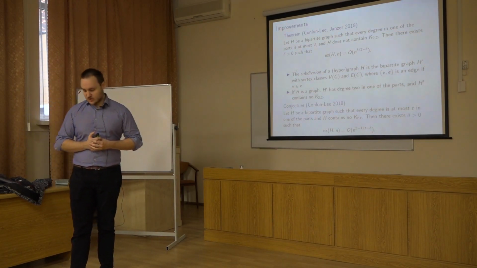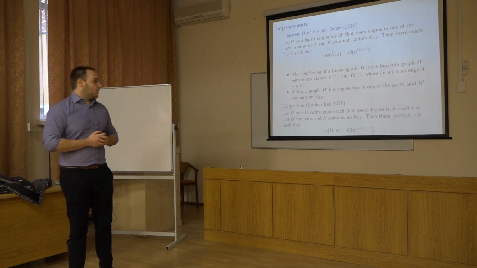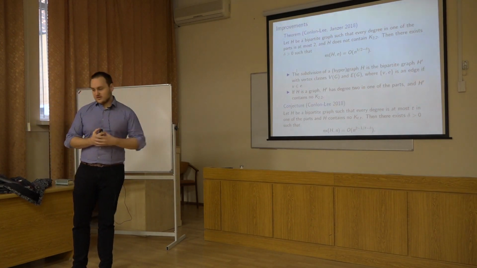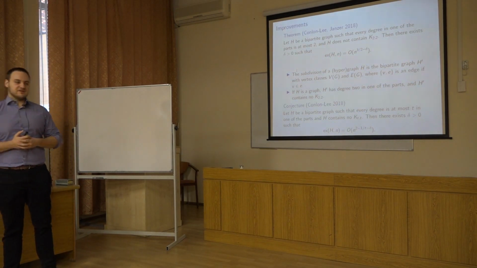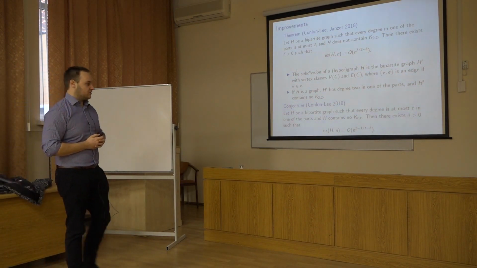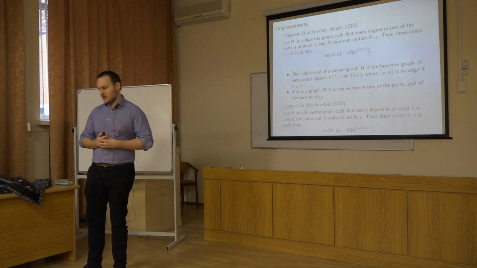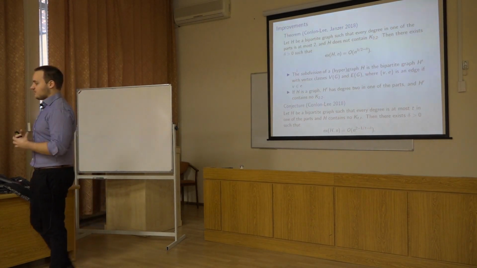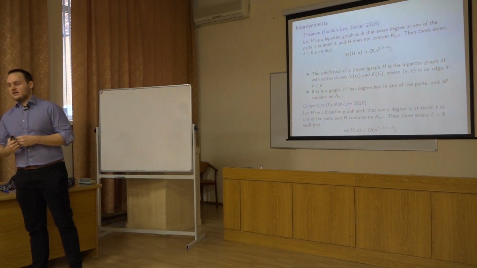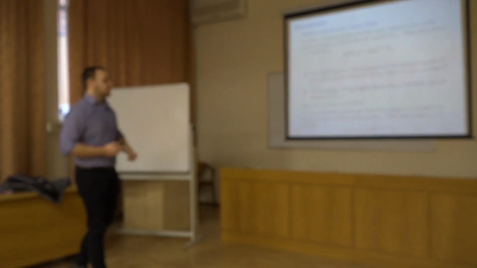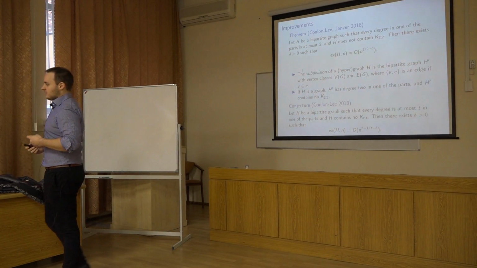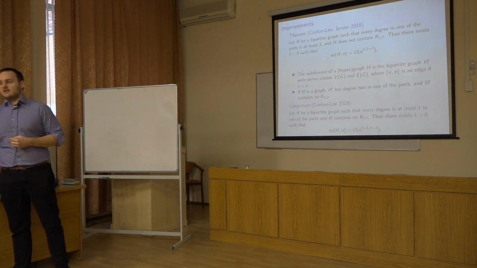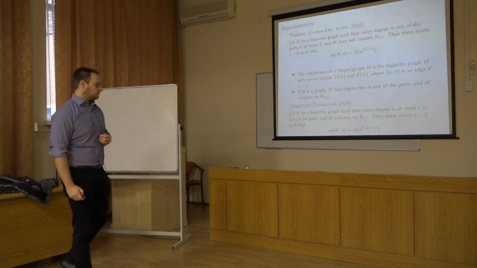So for larger t, it is not known whether this result can be improved, and in particular, this conjecture was proposed by Conlon and Lee. They proposed the conjecture that if we have a bipartite graph where every degree in one of the parts is at most t, and it avoids K_{t,t}, then again we can improve this upper bound of Füredi and Alon-Krivelevich-Sudakov.